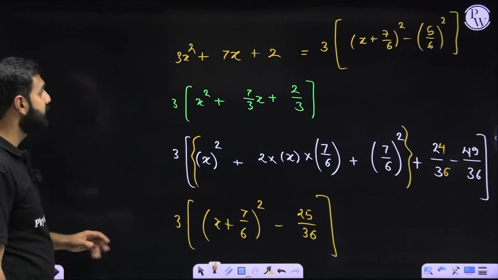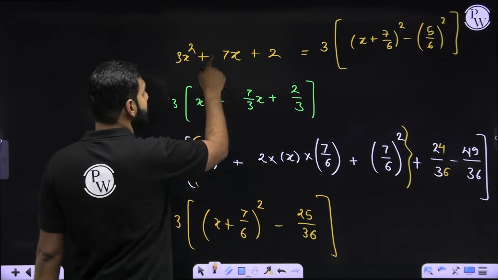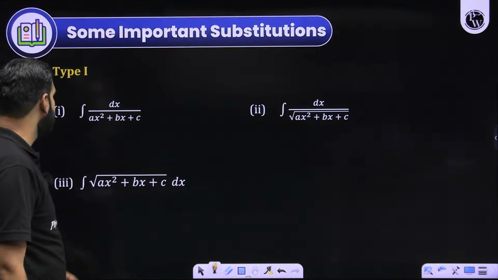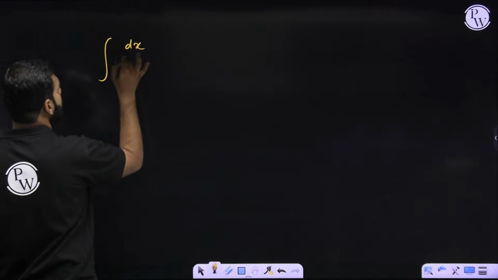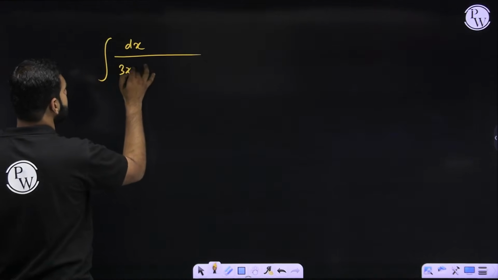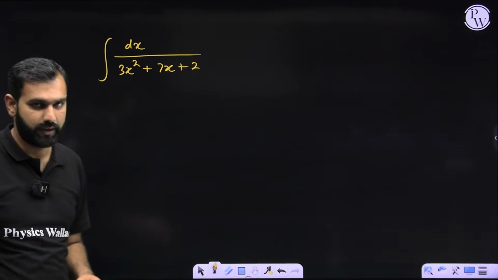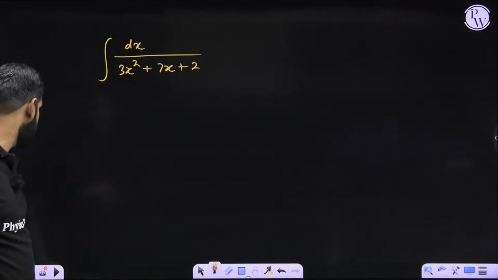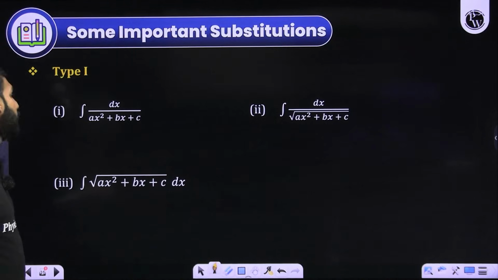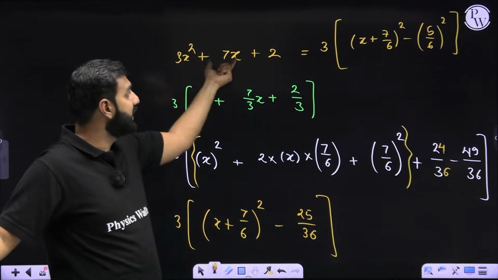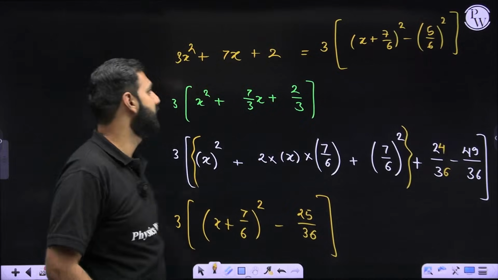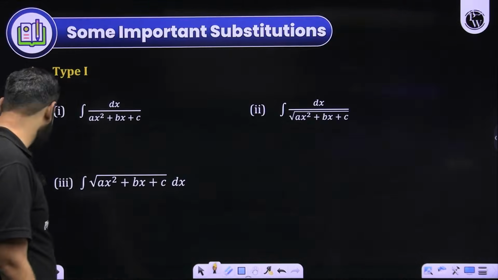Let's say I need to integrate 1 upon 3x square plus 7x plus 2, right? Now, we don't know how to integrate this directly. But do I know how to write this into a perfect square? Yes, we do have a result. What is that result?